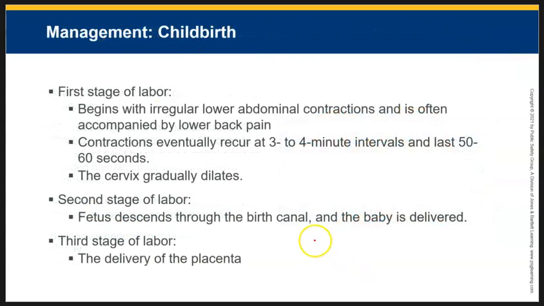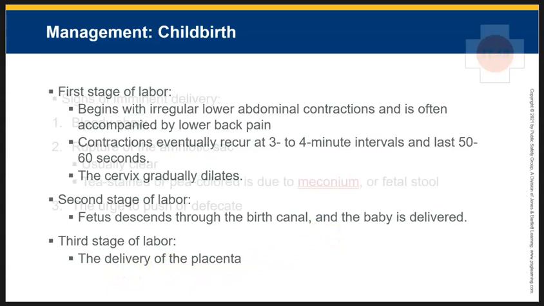Now, in a normal childbirth, during the first stage of labor, we'll see recurring contractions at 3 to 4 minute intervals. They'll last for about a minute. Dilation of the cervix occurs in anticipation of the delivery, and along with those contractions, there's going to be lower back pain. In the second stage of labor, the fetus starts to descend through the birth canal and the baby's delivered. After delivery of the baby, we have to concern ourselves with delivery of the placenta.